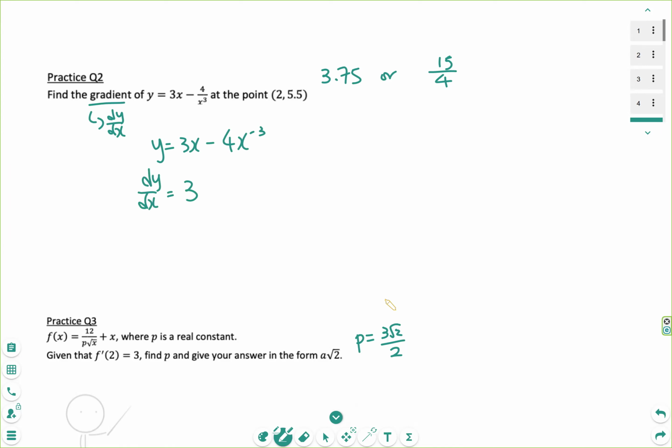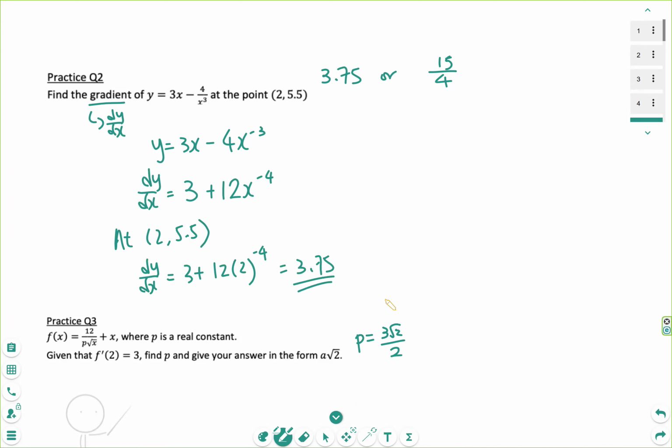Remember, anything x to the power of 1, when differentiated, is just the coefficient. All right, differentiating a constant is 0. Okay, differentiate 3x is just 3. Minus, so multiply, actually plus 12x to the power of minus 4. Because minus 3 minus 1 is minus 4, not negative 2. Be careful with that. So at 2, 5.5, I can sub in the x value. So 3 plus 12 times 2 to the power of minus 4. Put that whole thing in the calculator, I get 3.75 or 15 over 4.